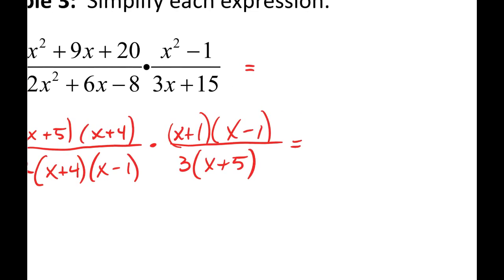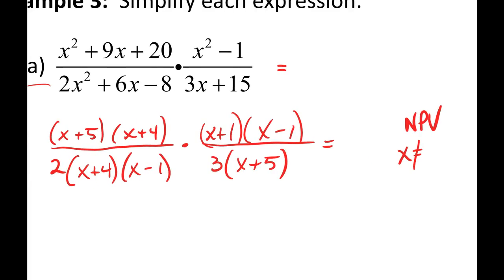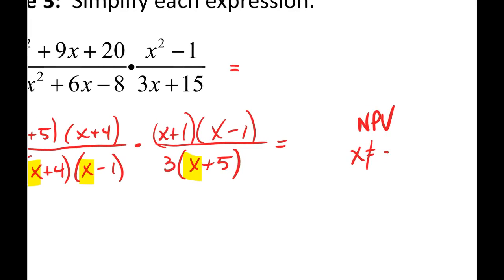Okay, so now I factored it. Before I go any further, let's do the NPVs. It's much easier to do it once it's factored. X cannot be, well, we're looking here, here, and here. This time I don't care about the numerator because we're multiplying. So what are they? Negative 4, 1, negative 5.